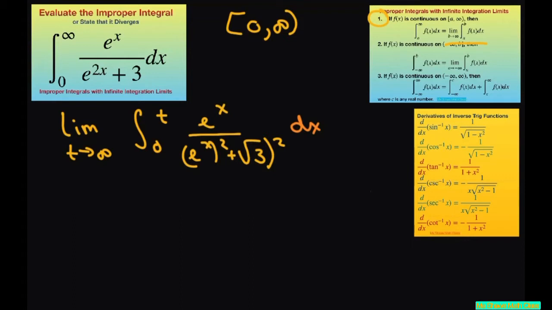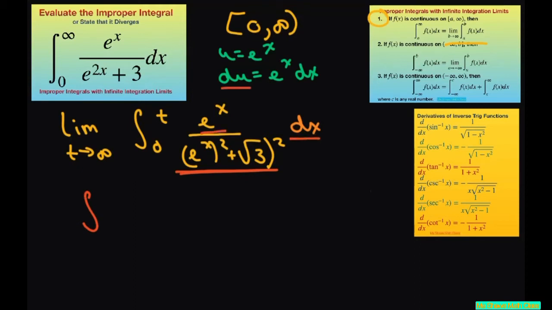We're going to let u equal e to the x power. So du equals e to the x power dx. So I'm just going to take this and evaluate it accordingly without the t and 0. So right now we're just working on this piece. So we're going to get the integral of e to the x dx equals du. So this is going to be 1 divided by u squared plus 3.